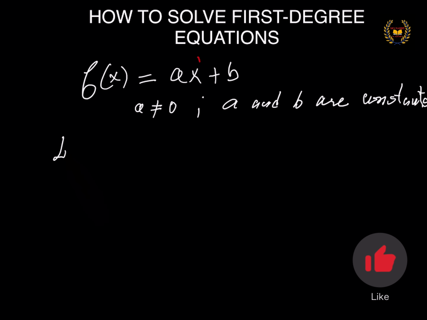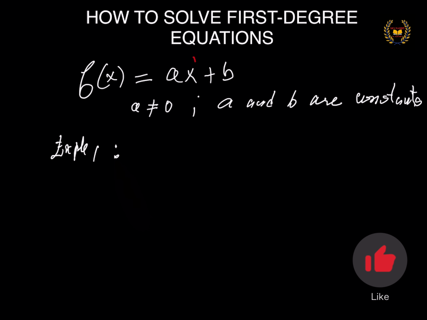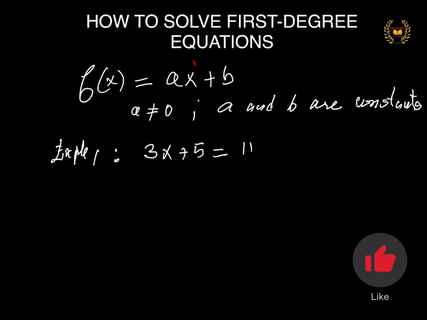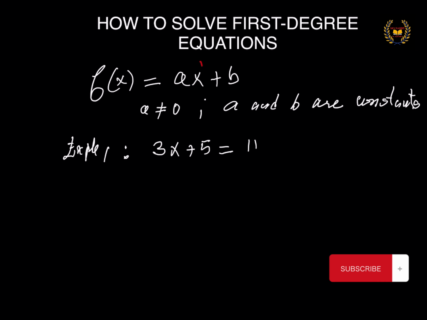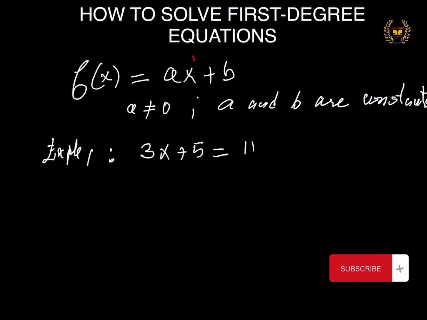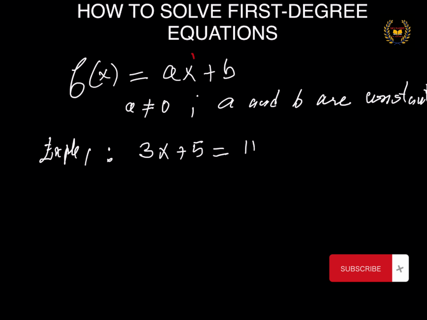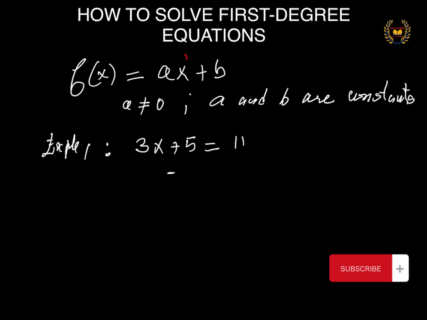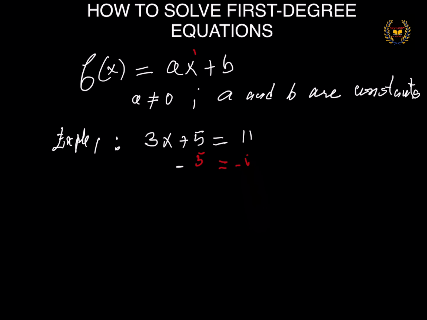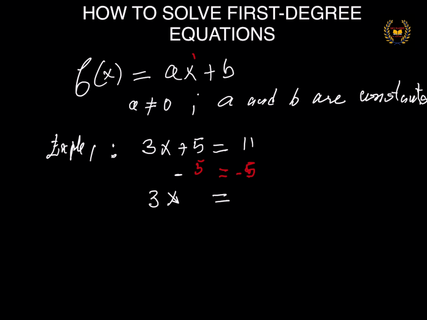We have example 1. We have 3x plus 5 equals 11. We will subtract 5 from both sides so we can isolate the term with x. So minus 5 here equals minus 5 in the second term also. So we will have here 3x equals 6.